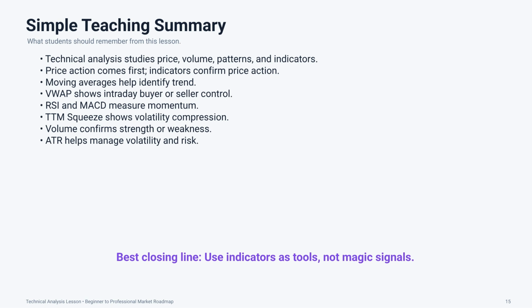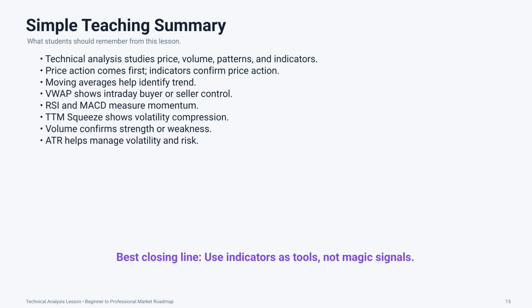Moving averages help us identify the trend. VWAP helps us understand intraday buyer or seller control. RSI and MACD help us measure momentum. TTM squeeze helps us recognize volatility compression, which means the market may be preparing for a bigger move. Volume helps us confirm whether the move is strong or weak. ATR helps us manage volatility and risk, including stop losses, profit targets, and position size.